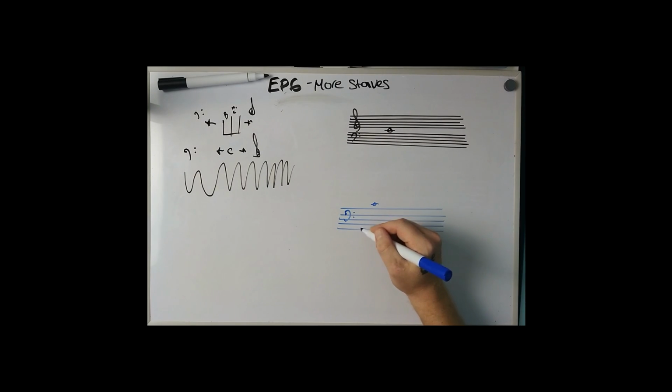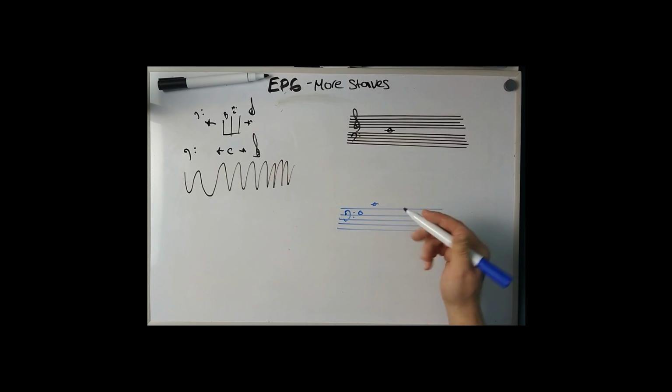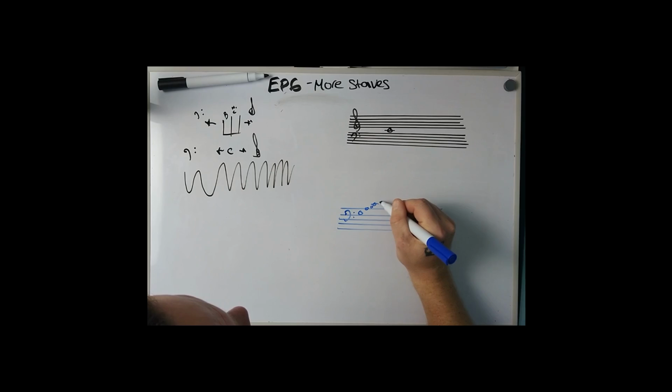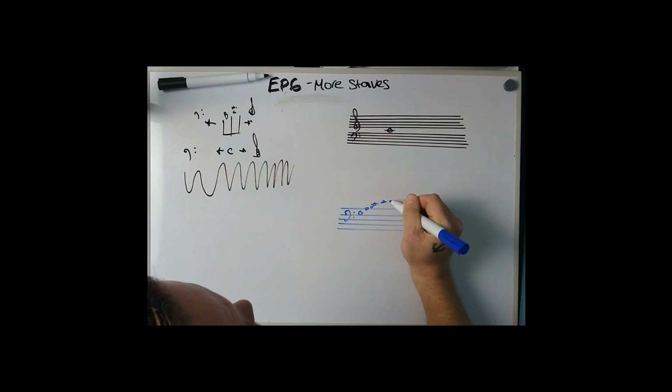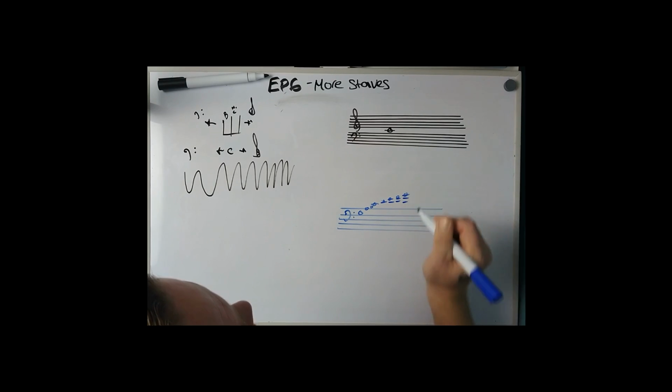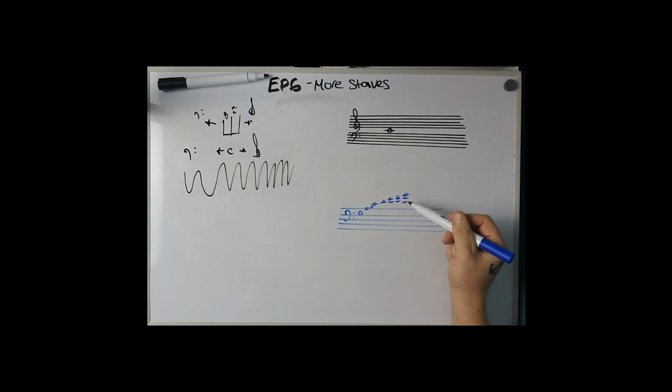So we would have the open string of G is actually here. So then we would want to do the next 2 octaves of G. So it would be G, A, B, C, D, E, F, G. That is the 12th fret of the G string.